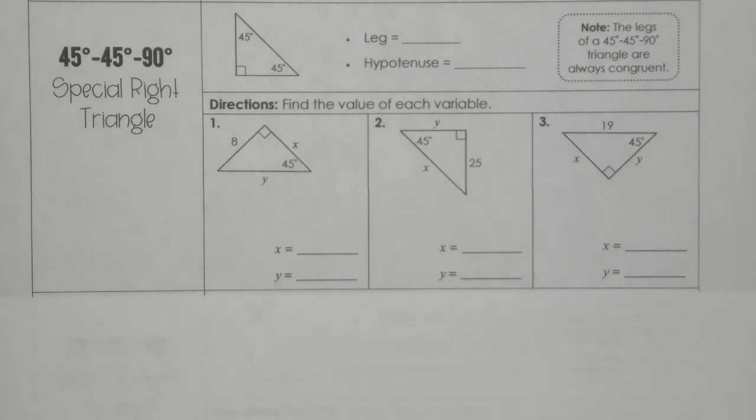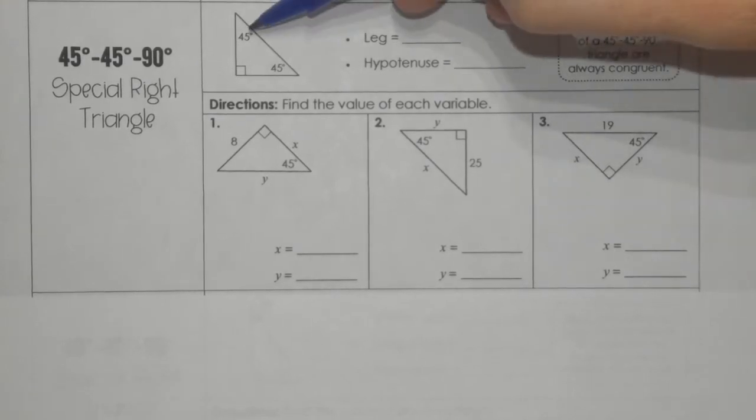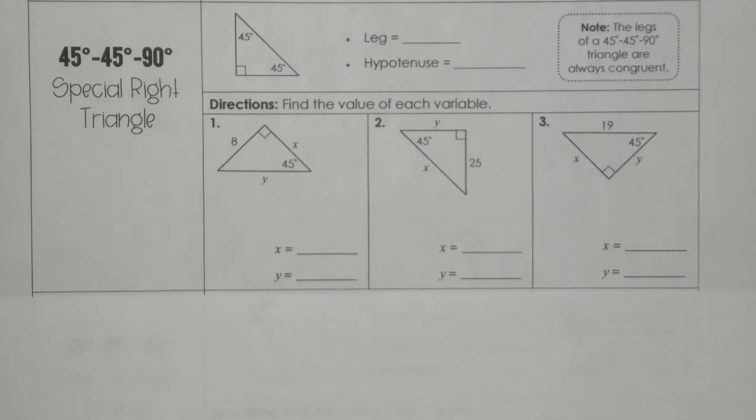So the first thing I want us to look at is this 45-45-90 triangle. We call it that because the angles are 45 degrees, 45 degrees, and 90 degrees. The first thing you'll notice is that this is an isosceles triangle. We know that because we have two angles that are the same. Earlier this year, when we were learning about isosceles triangles, we also said that the two sides opposite those angles are also congruent.